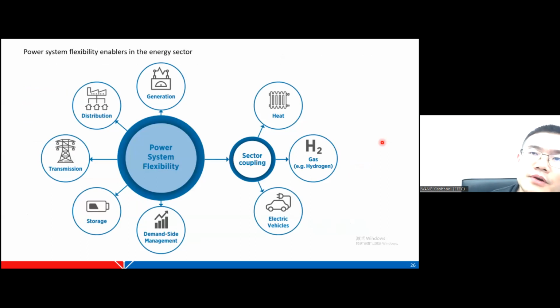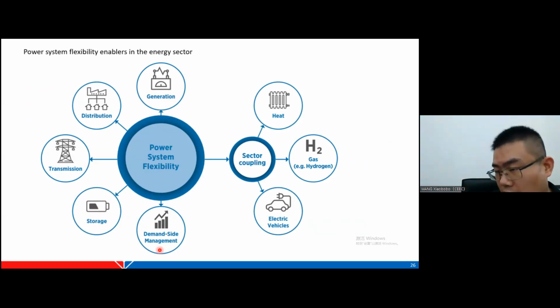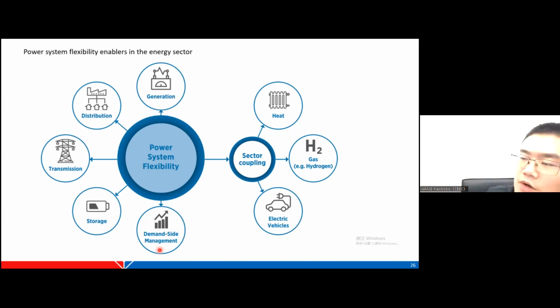So when we have a higher wind power penetration, this power system flexibility is crucial, is fundamental. As you can see, we have several enablers: power system flexibility from generation, distribution, storage, and demand side management. Demand side management becomes more and more important, which means as a building, as a consumer, we can also take part in demand side management. We are the demander of the energy. When the resource is variable, we need to be flexible.